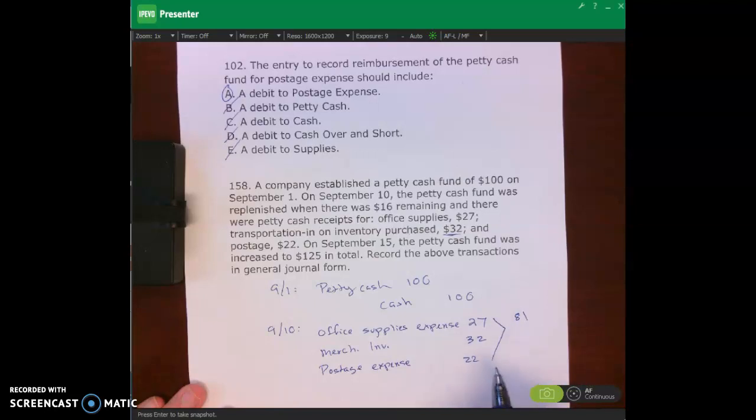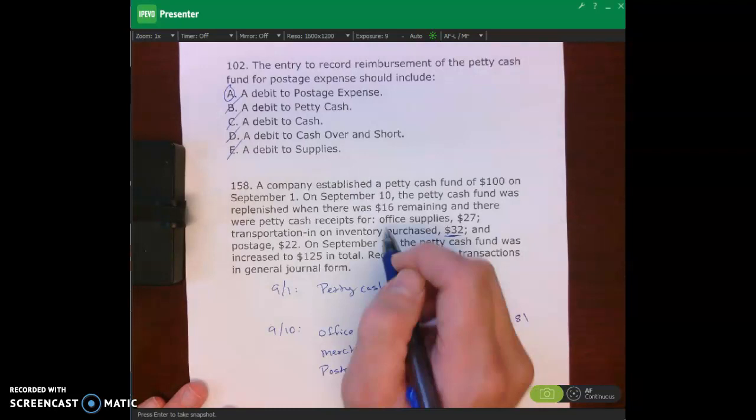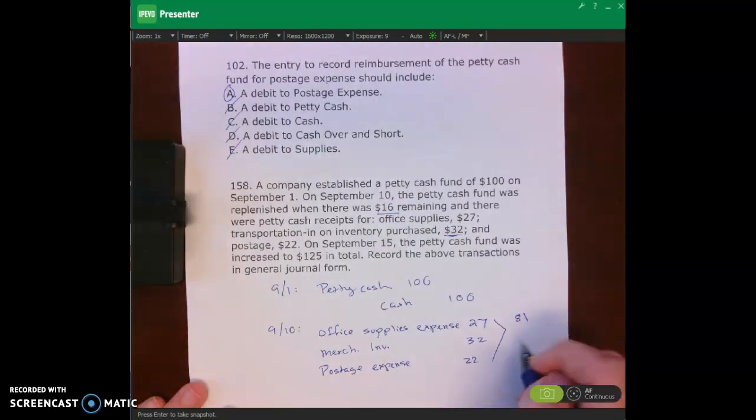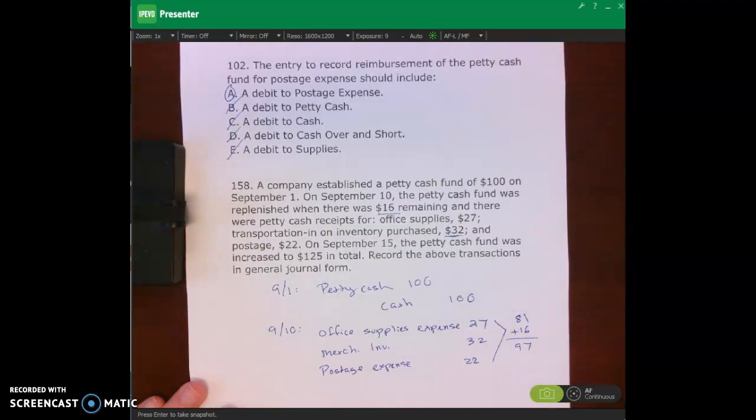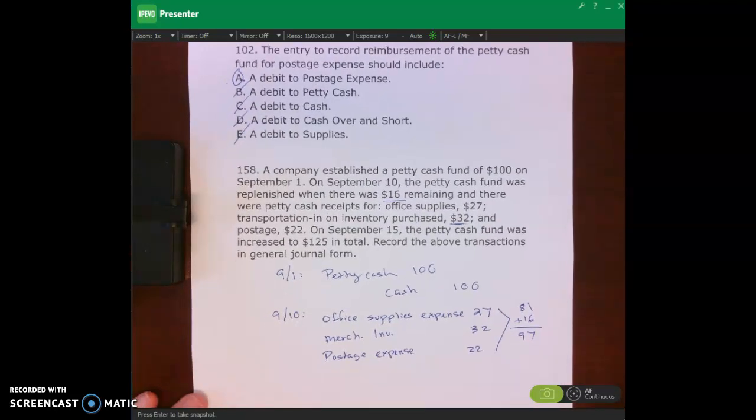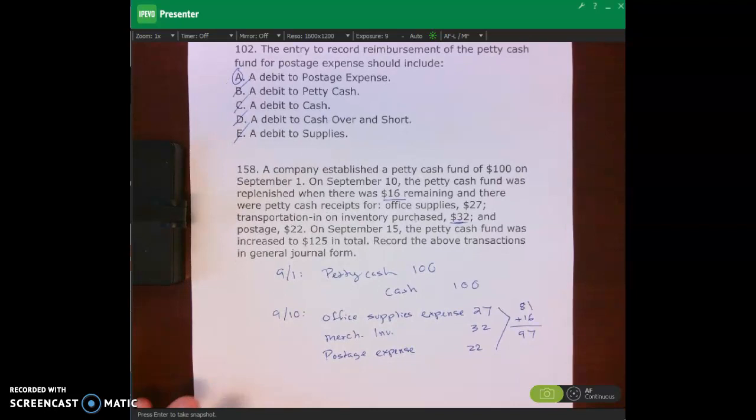Now, when we add up all these, we get 81. Right? If we added up all these, we get 81. And then it says we had cash on hand of $16. Plus 16 gives us 97. That does not equal the 100. We're short by 3. How does this happen? Well, somebody made a mistake.